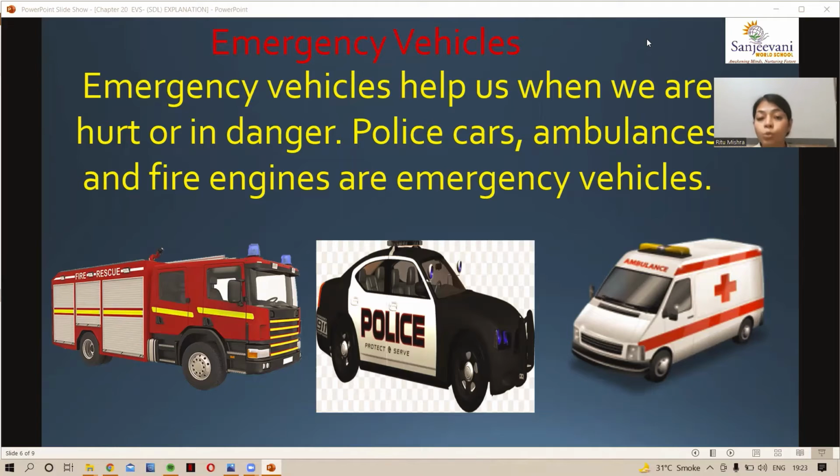Police car is used by the police officers to travel to emergency situations. Same way, ambulance, the white color van, is used to take an injured or hurt person immediately to the hospital. Fire engine is used by the firefighters to reach the emergency situation. These vehicles are used in emergency situations.